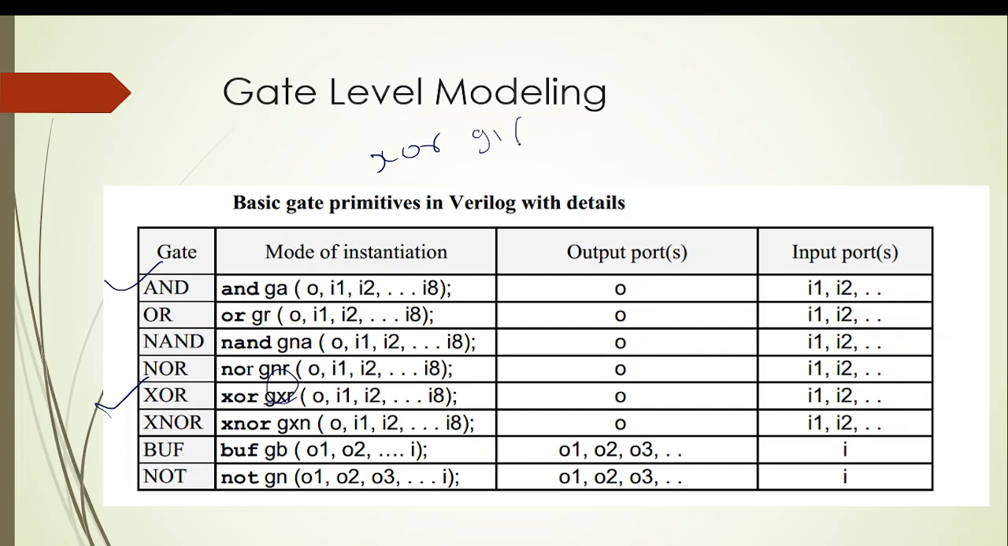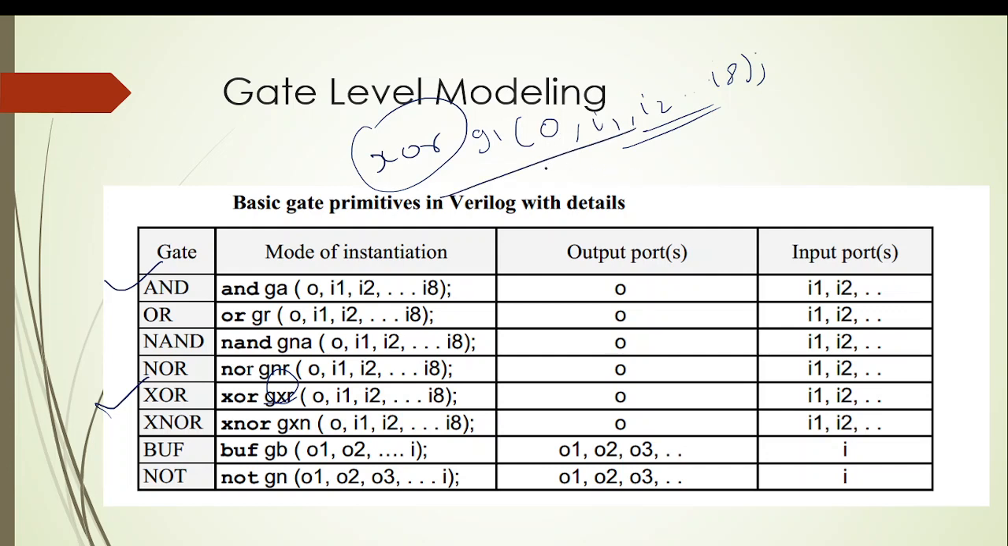So I write G1 within brackets. O is an output, I1, I2 and so on up to I8. The number of inputs depends on your simulator, and based on the diagram you have, the number of inputs will be decided. It need not be 8, it can be 2, 3, 4, anything, whatever is needed. If you see AND, instead of XOR, just put AND there. The same syntax is there.